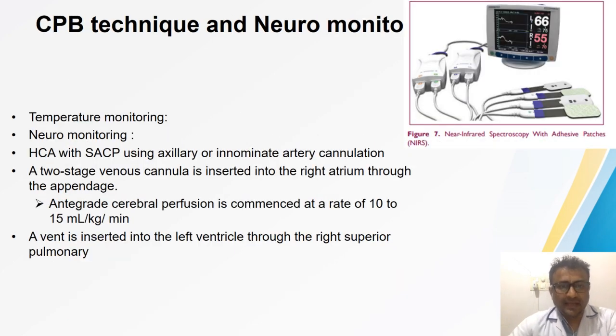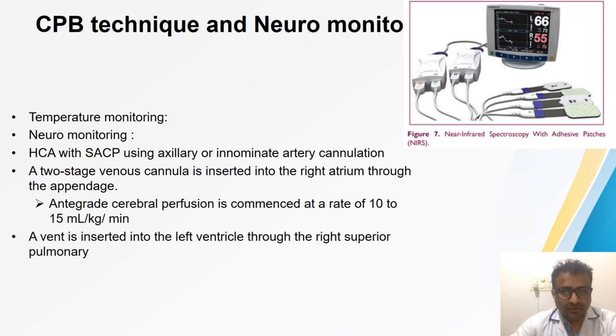CPB technique and the neuromonitoring. For all practical purposes, temperature monitoring is a must in aortic surgery for organ protection as well as neuroprotection. The esophageal probe, rectal probe, or bladder probe can be inserted. Ideally, two temperature monitors should be available, one for neuromonitoring and one for visceral monitoring. The nasopharyngeal or temporal temperature monitoring gives us a better idea of neuroprotection.